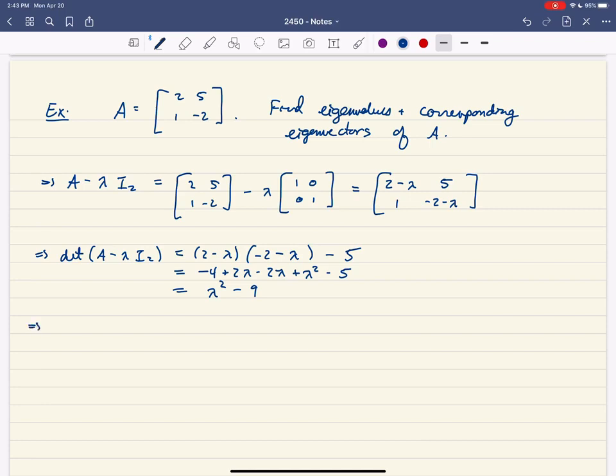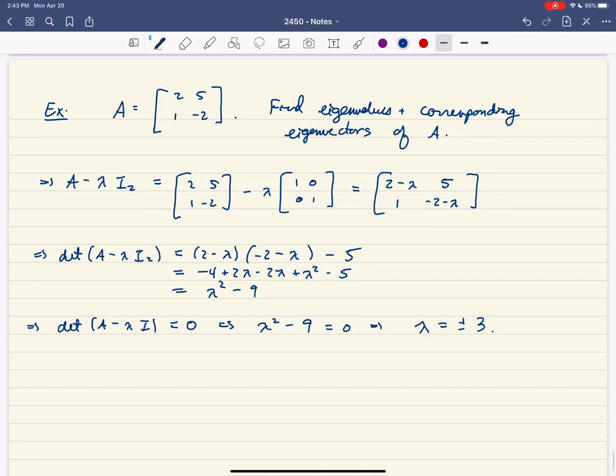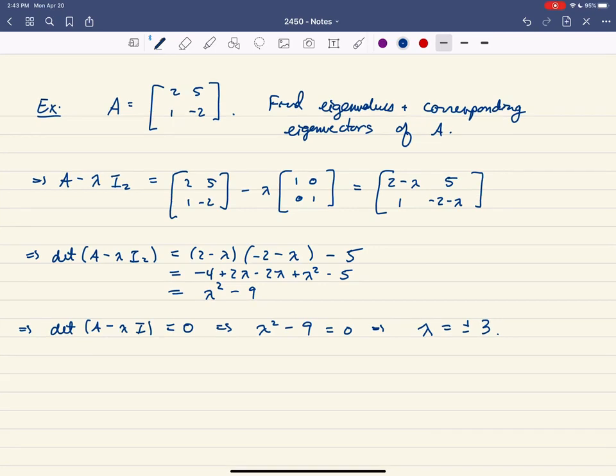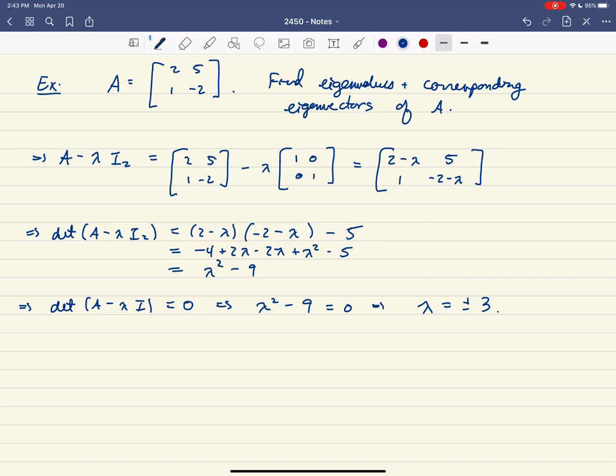And therefore, if we solve where the determinant of A minus lambda I is equal to 0, that's the same as solving lambda squared minus 9 is equal to 0. And that happens when lambda is plus or minus 3. So here we're going to have two different eigenvalues. And we know that we can have at most two eigenvalues because the characteristic polynomial is a polynomial of degree 2. So we can have at most two solutions.